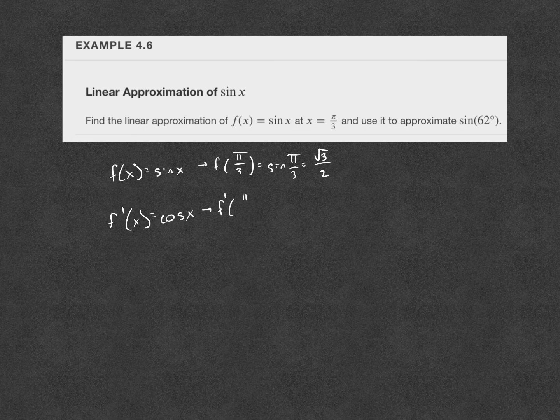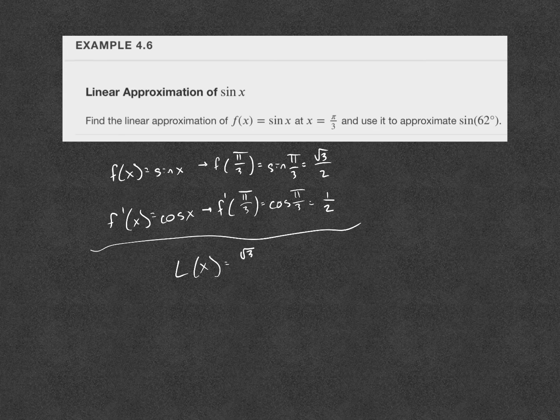F prime of pi/3 is the cosine of pi/3, and since I already have the sine of pi/3, hopefully you know the cosine of pi/3, that would be a half. All right, there's our setup, or our preliminary work. Now we can write our linear approximation function. L of x is f of a, square root of 3/2, plus f prime of a times x minus a.